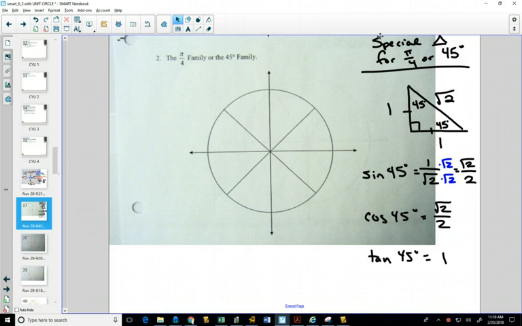So now when we go to label things on our pi over 4 or 45 degree family, what makes something a family of angles is all of their reference angles are the same. So this angle is 45 degrees. This angle here, if its reference angle is 45 degrees, I would go 180 minus my reference angle. I would get 135 degrees.